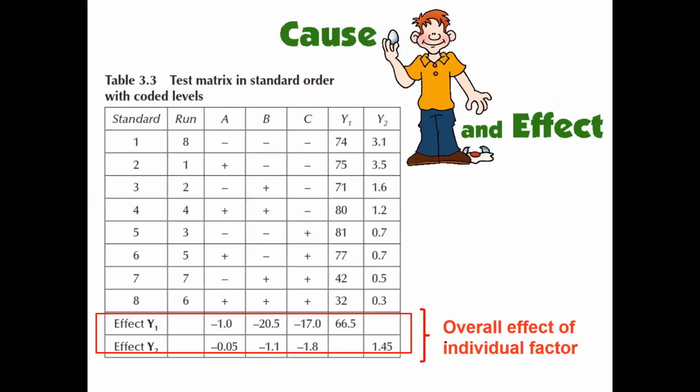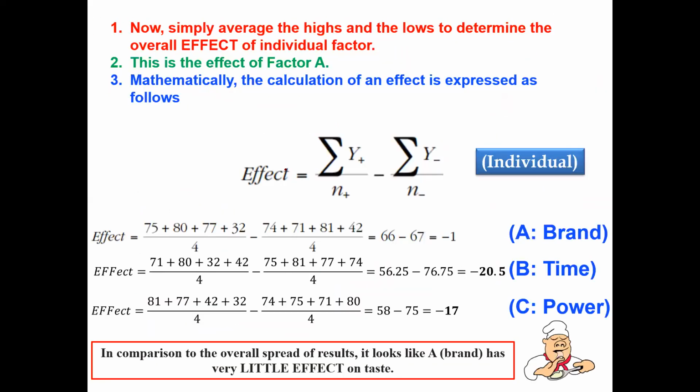So now the next step is the overall effect of the causes. So what they do is, using a formula, the effect is equal to the sum of positive responses minus the sum of negative responses, divided by the total number of terms we have taken here. I'll tell you what it is exactly.